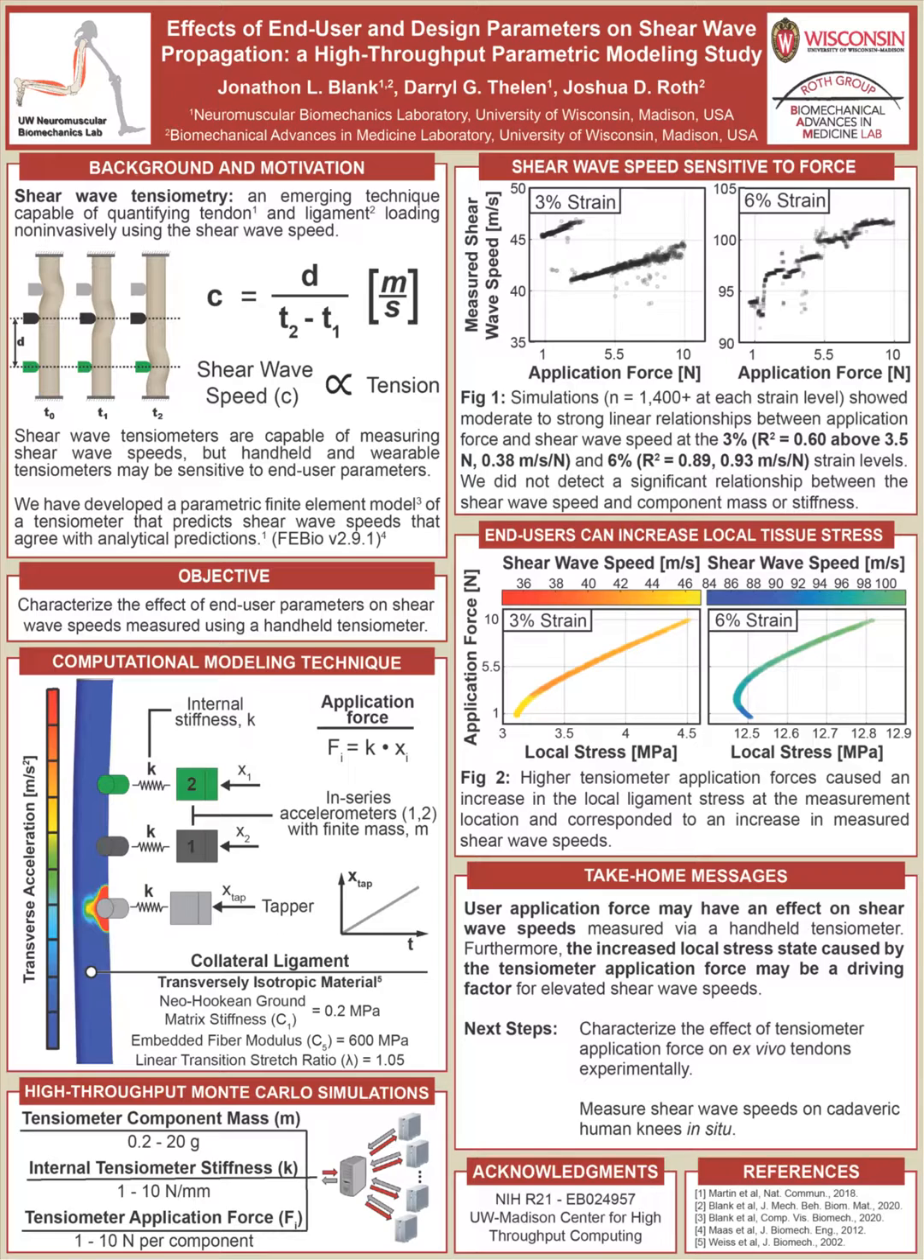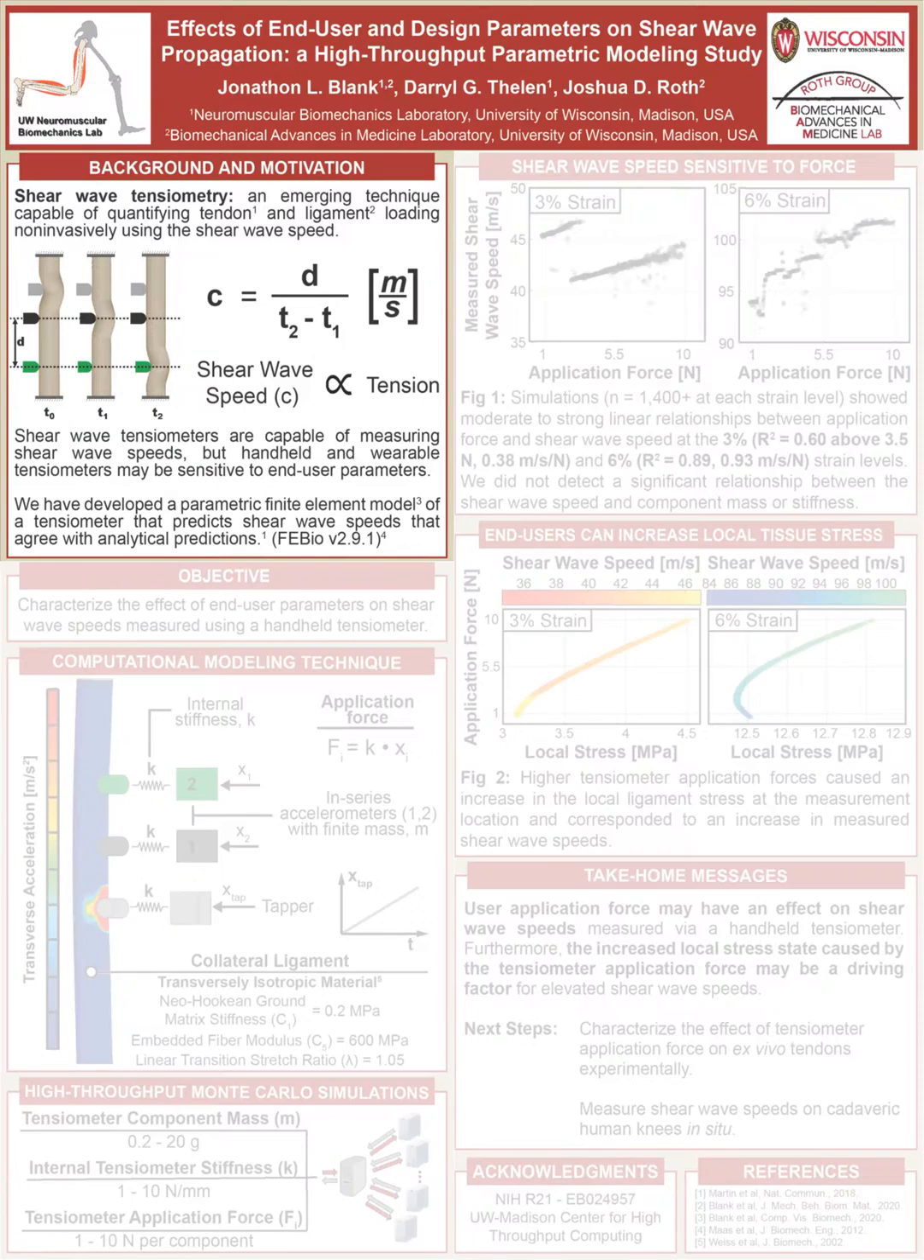Today I'll be presenting to you my poster, The Effects of End-User and Design Parameters on Shear Wave Propagation, a high-throughput parametric modeling study. Shear wave tensiometry is a measurement technique developed in our lab to track tension in tendon and ligaments based on the tissue's shear wave speed, which is proportional to the tissue's stress.